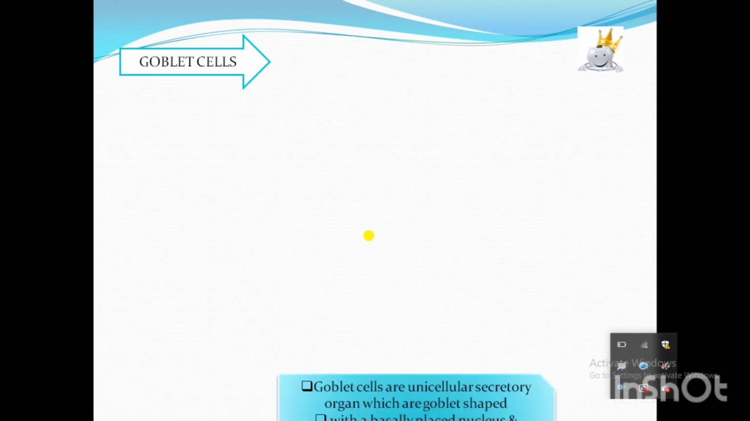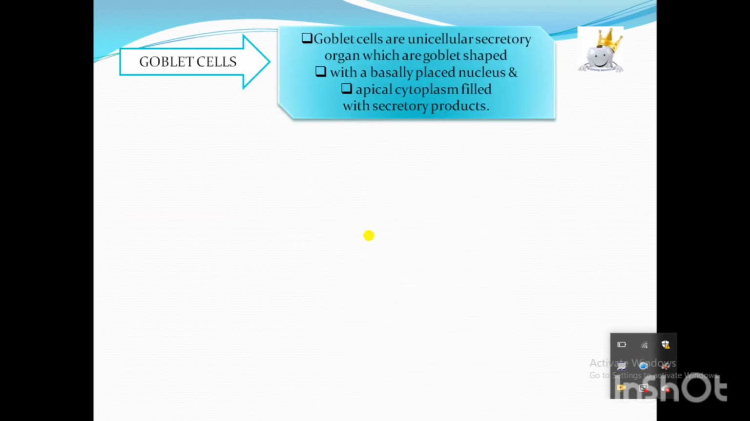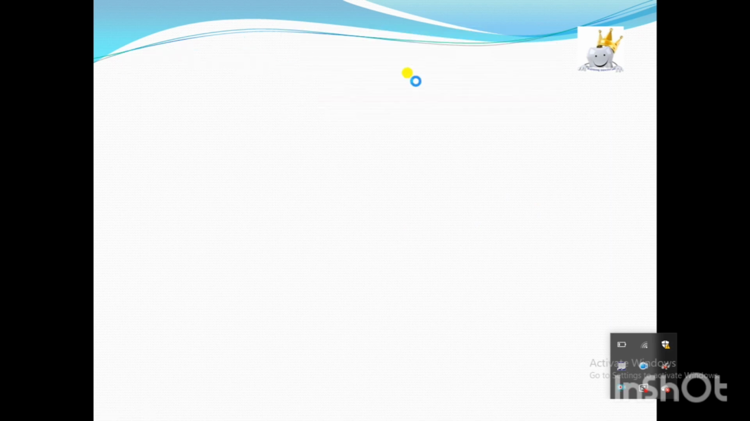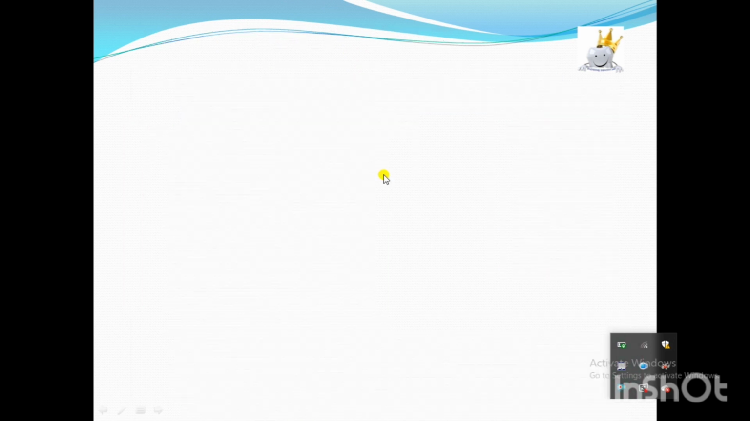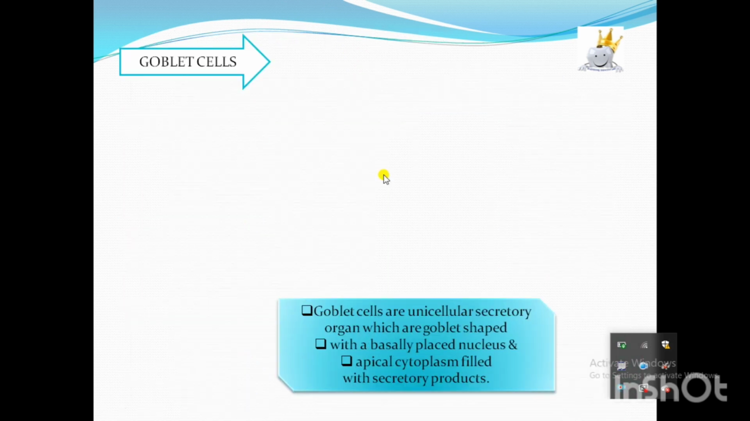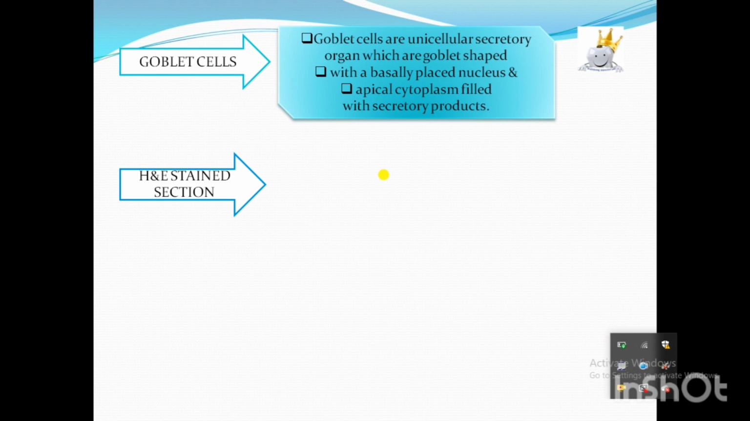What are goblet cells? The goblet cells are goblet in shape, with a basally placed nucleus and apically placed cytoplasm. You can see here the nucleus and the apically placed cytoplasm. In an H and E section, the cytoplasm appears empty.